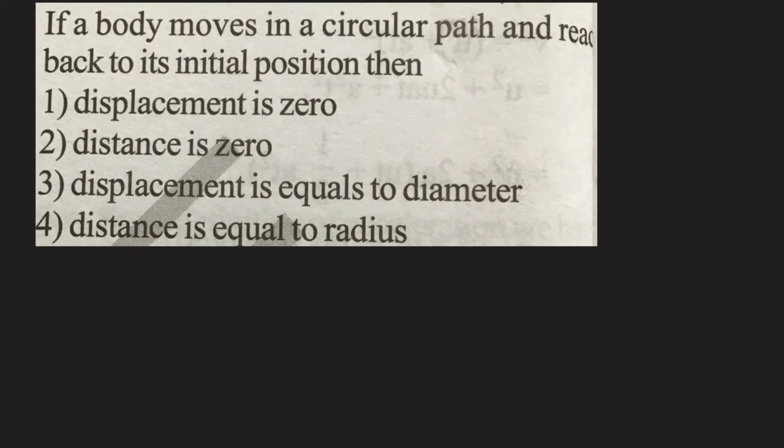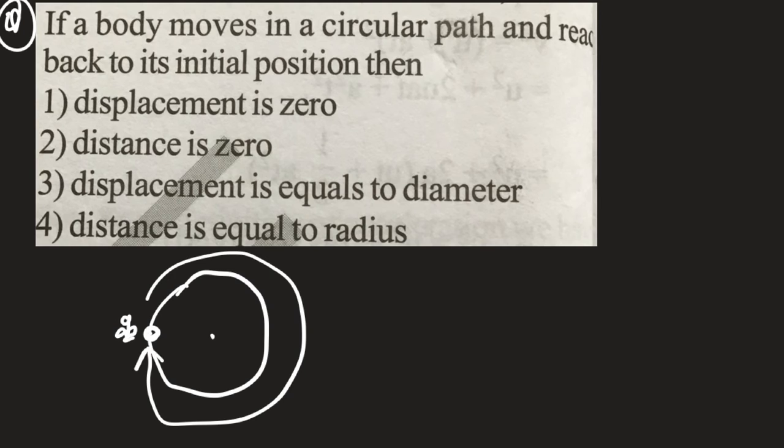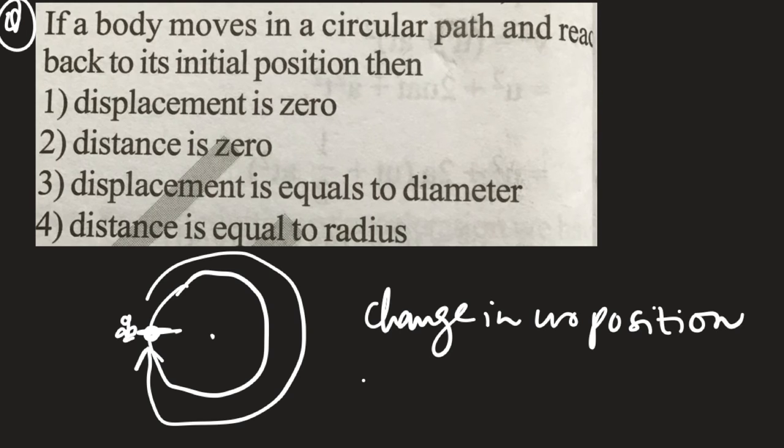Then, if a body moves in a circular path and reaches back to its position, what do we say about displacement and distance? So again, a circle question. If a body moves in a circular path and reaches back to its initial position, it is something like this. You start from here, then you come back to the same position. It means there is no change in position, okay? So the change in your position is 0, right?